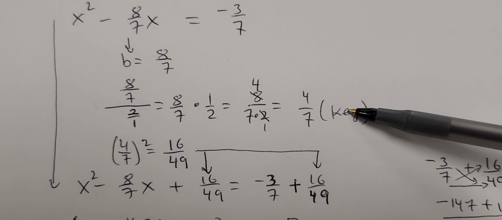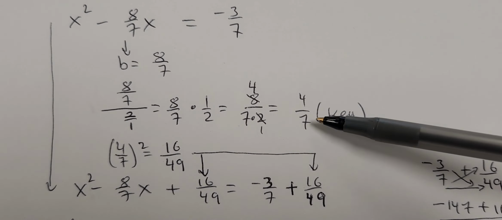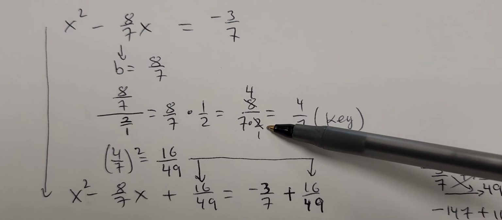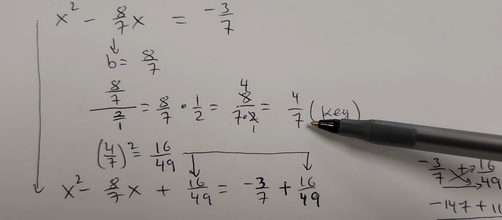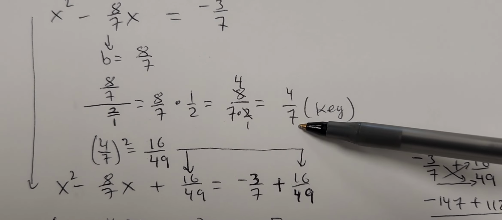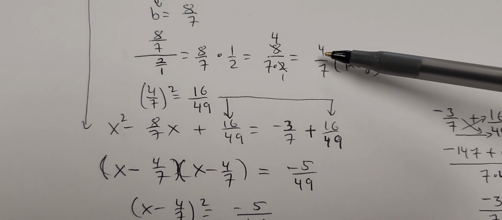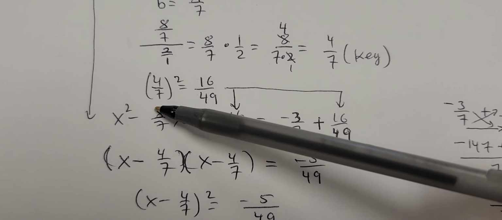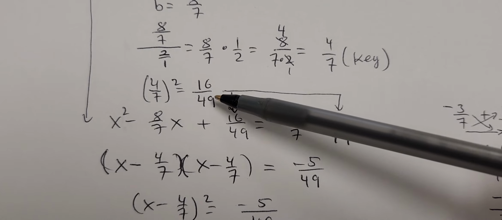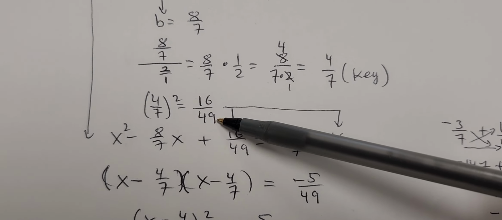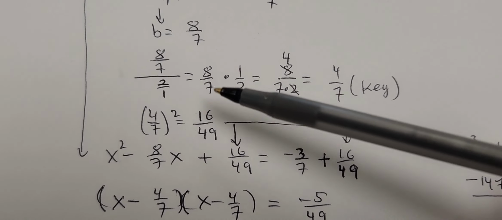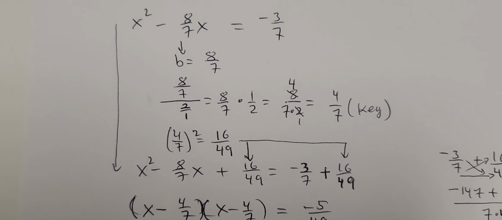This is my key. Remember, after you divide by 2, make sure you label that this is my key. We will need the key later. After that, square the key, so square 4 over 7, which comes out to be 16 over 49.